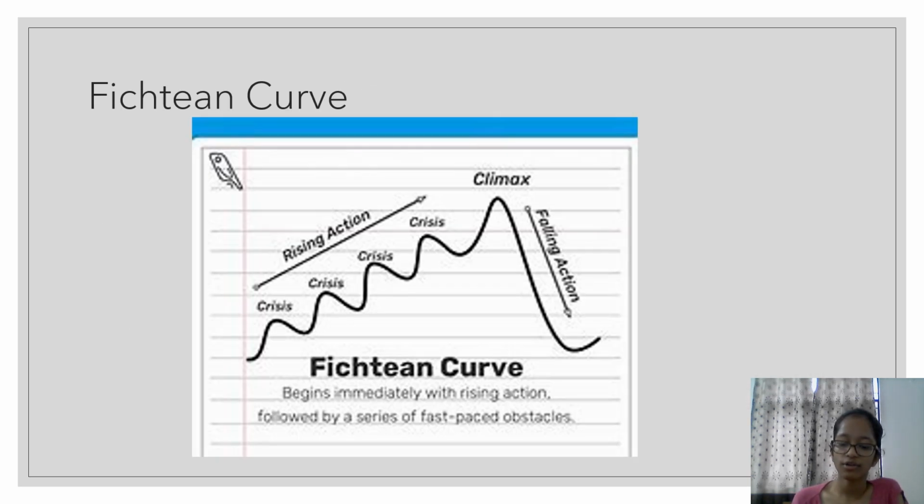You can write your narrative writing in a different way as well, which is known as Fitch-Taylor curve. This is where you directly start off with the crisis. So the protagonist is faced by multiple crises, and then you have the climax. This is where the problems are at its peak, and then you have the falling action. This is where the problem is being solved, and this is how most of the action movies are.